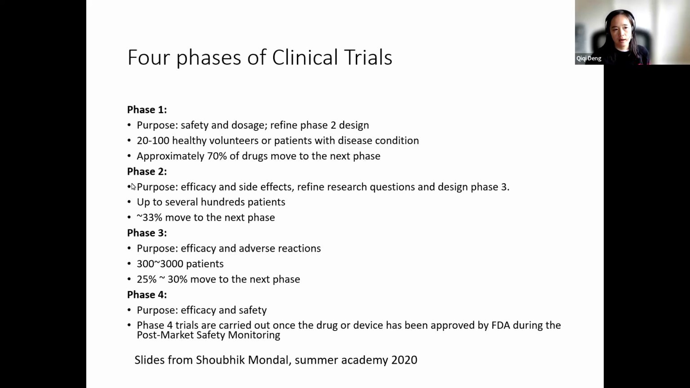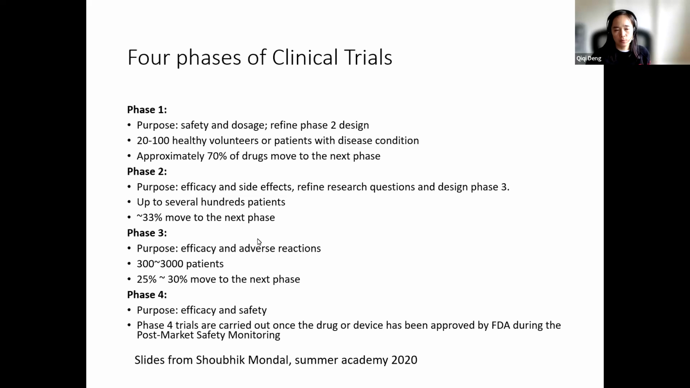When you get to phase 2, you start to test the drug in the actual target population. Patients who have the disease start to take the drug. Then you start to observe the efficacy of the drug and also the safety, the side effects. That helps you find out whether the drug works or not and refine the research question to design your phase 3 studies. At this stage, about 33% move into phase 3.